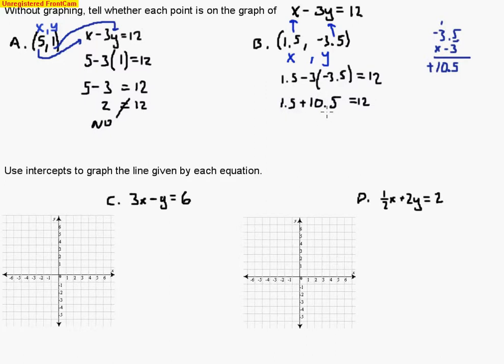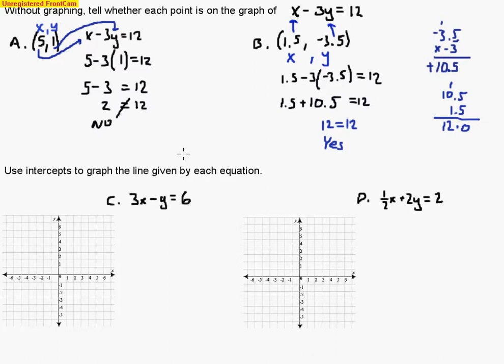Well, whenever we're adding decimals, we want to line up the decimal points. So when I do this, I would have 10 5/10 plus 1 5/10. So you notice how I lined up those decimal points. And so when I add this, carry a 1, decimal point comes down, this makes 12. So I end up with 12 equals 12. So I would say yes, this point is on that line.